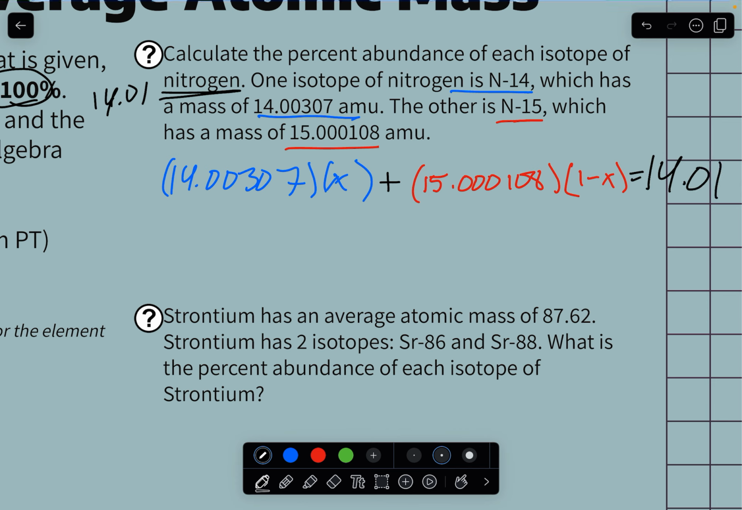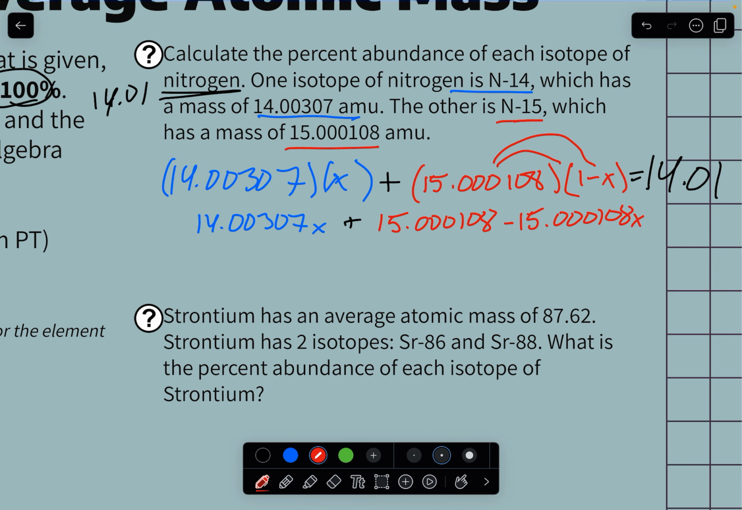Okay, and then here you just do some algebra. So we have 14.00307X plus 15.000108 when we do that times the 1. And we're also going to do it times the negative X. So minus 15.000108X is equal to 14.01. Right, so now we're going to combine like terms.